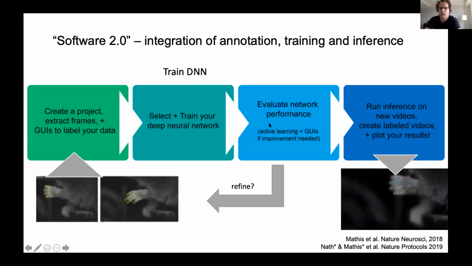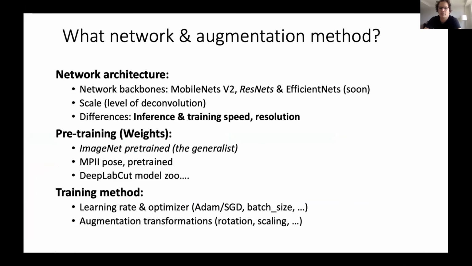And with respect to training and selecting the training set, there are quite a few choices. Namely, let me just list them. The choices with respect to what the network backbone is. In DeepLabCut, there are MobileNets, there are ResNets, and there will be EfficientNets coming out very soon. There's a choice of the scale. And these different things, as I will highlight next, have implications with regards to the inference speed and the training speed. And they have implications for what the precision is that you can expect from your network. And we will see that.